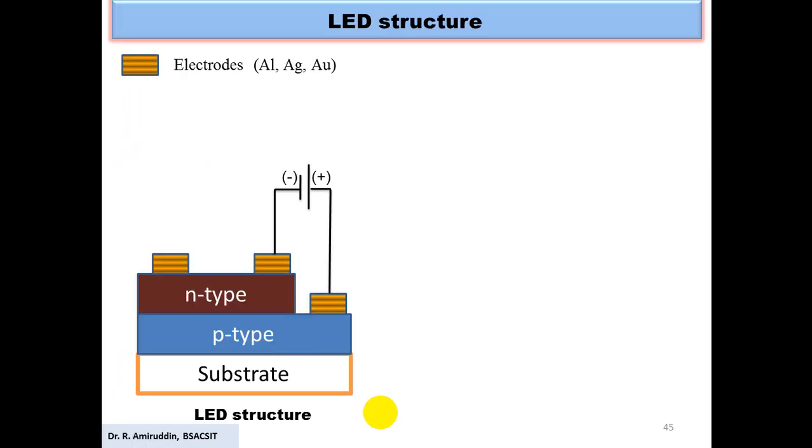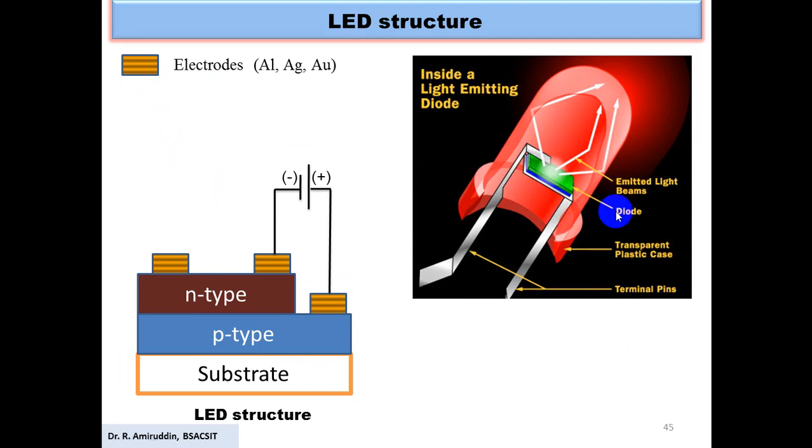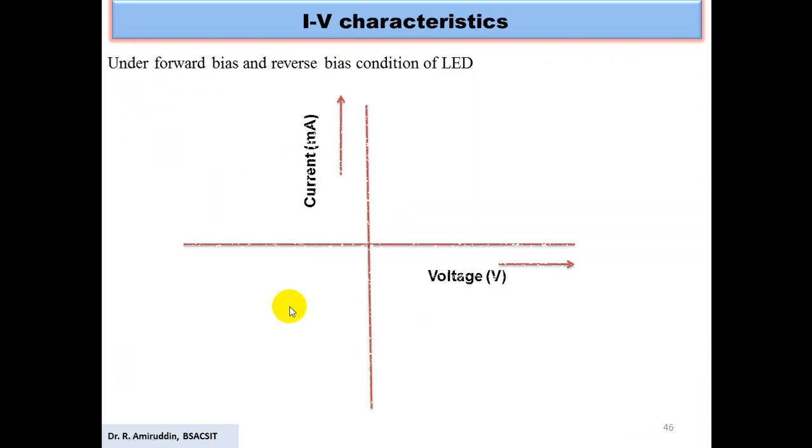So in PN junction LEDs, the output color depends upon the band gap of the P-type and N-type semiconductors. So under forward bias, it allows more current flow, and under reverse bias, it restricts the current flow, and at a particular turn on voltage, the electron and hole recombination takes place, and it emits light depending upon the band gap of the material.